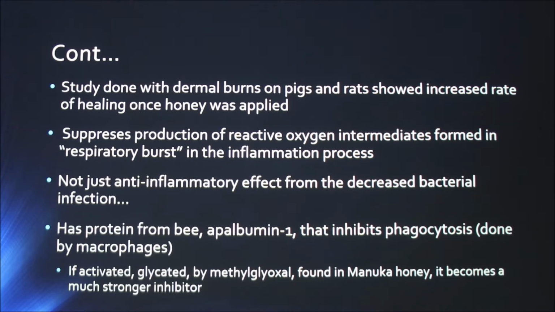So it has this in here. Well, the bee has it. This apalbumin 1, and it actually inhibits the phagocytosis of the macrophages. So then, if it's activated, then methylglyoxal found in the Manuka honey will become like a stronger inhibitor.